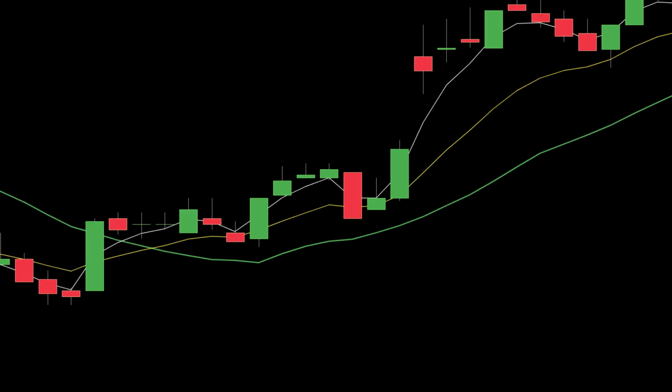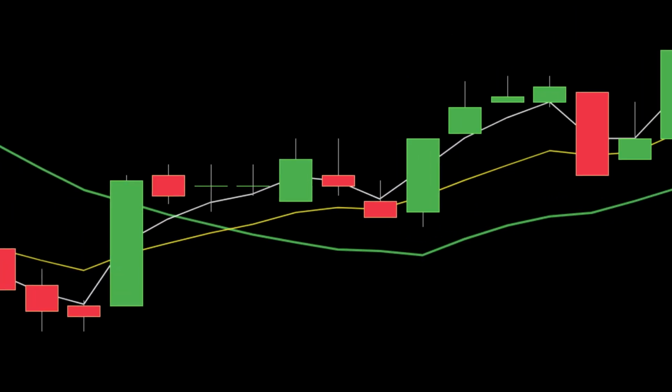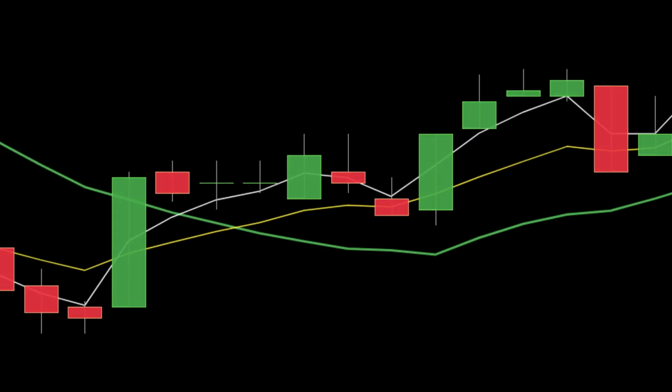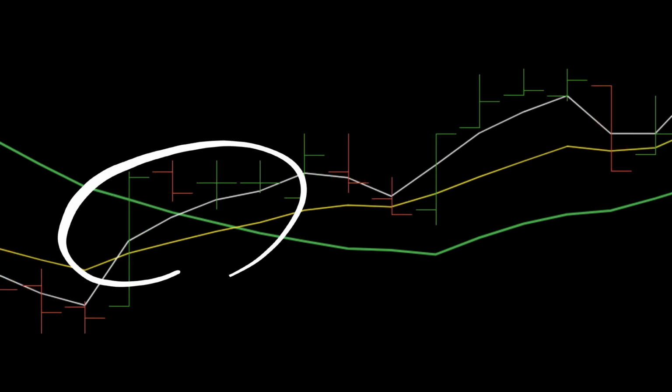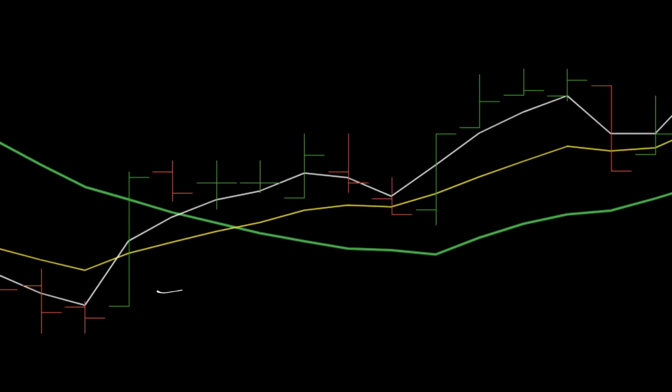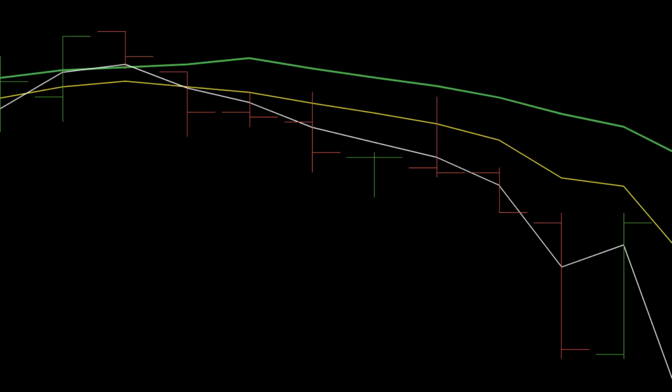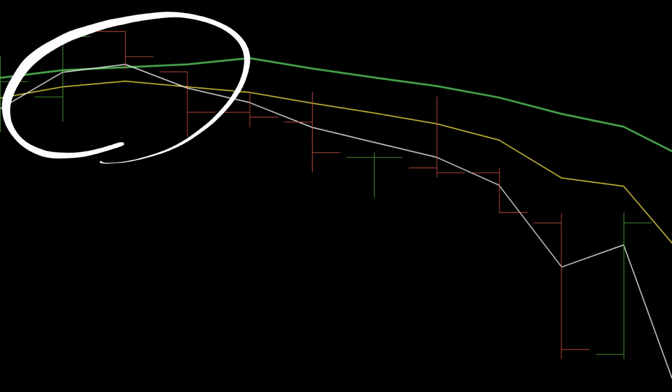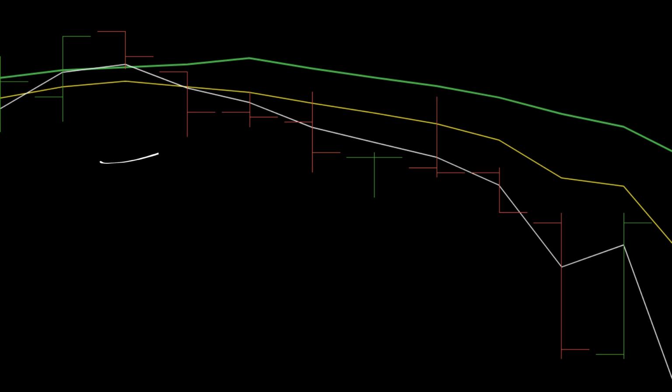So let's get into the specific signal generation. A buy signal is generated when the 3-period EMA crosses above the 10-period EMA and price is also above the 20-period. On the flip side of that, a sell signal is triggered when the 3-period crosses below the 10-period and the price is below the 20-period.